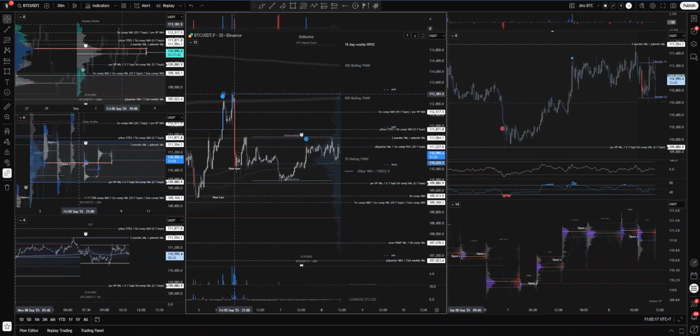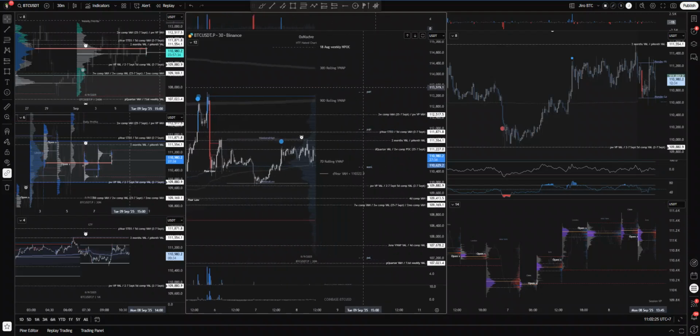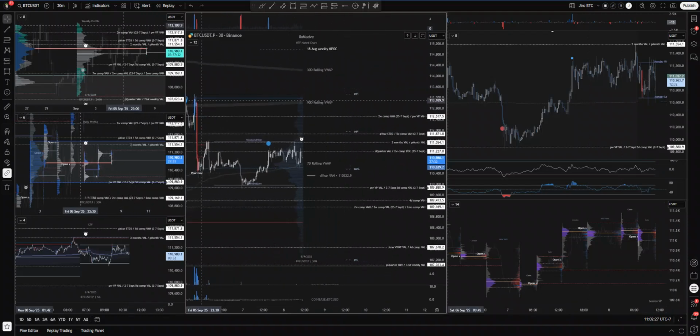So this area here, confluent with the previous week high and the 90-day rolling VWAP, will be our bearish line in the sand, because a lot of trapped buyers are here, who perhaps when the price visits there will unwind and close their positions at break even, and that may fuel another leg down. So this area here, I'll talk about it in the 90-day.